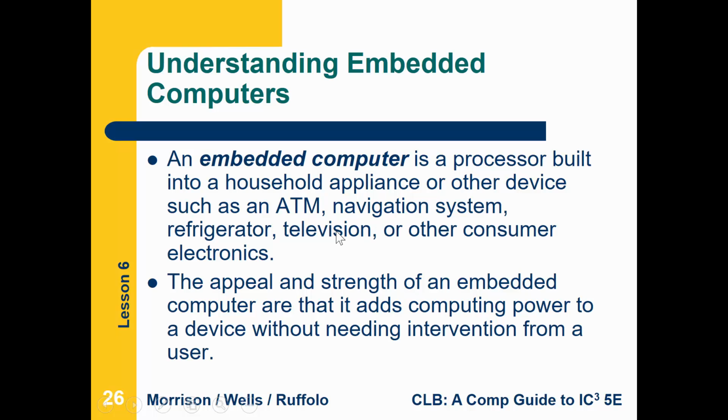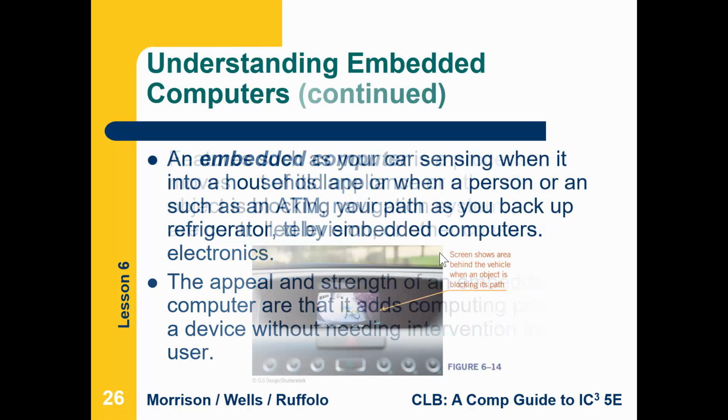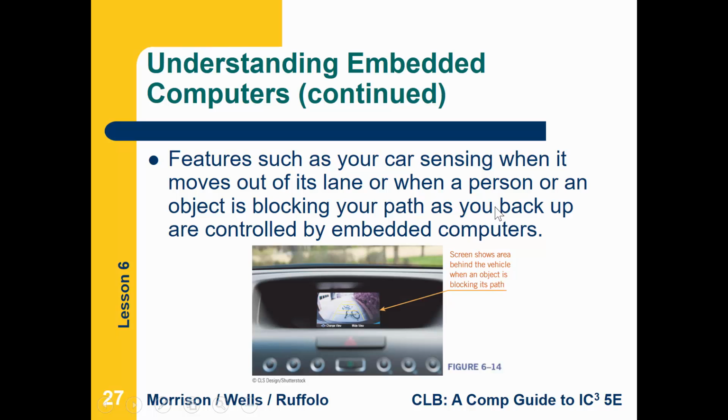So television, most televisions now are computers. They have that processor. The smart TVs now have wireless. So I can connect directly to the web. I can surf Facebook. I can get on Netflix. I have everything I need inside that television. So appeal and strength of an embedded computer. It adds computing power to a device without needing intervention from a user. So DVRs. So, the Ben Broadband DVR, for example.